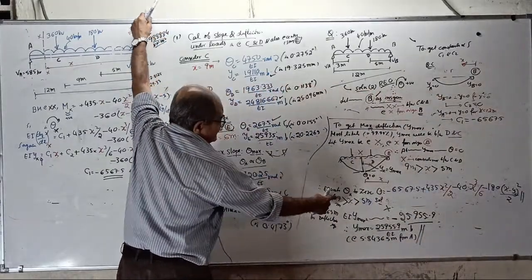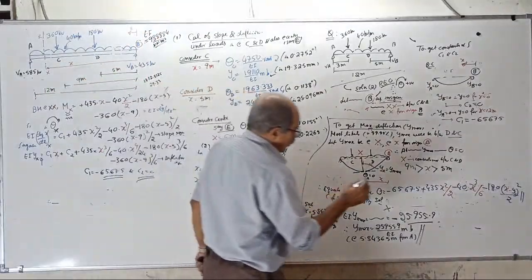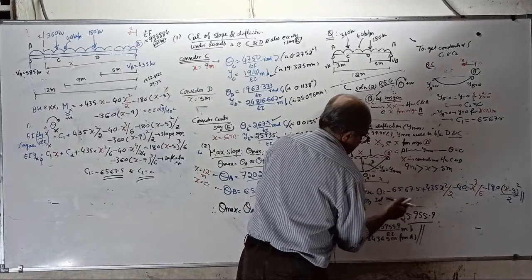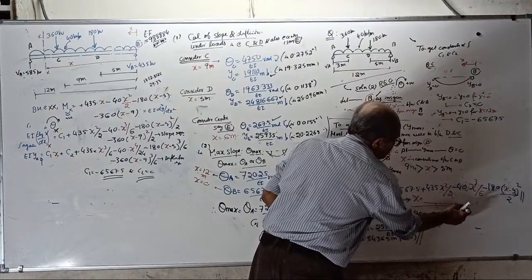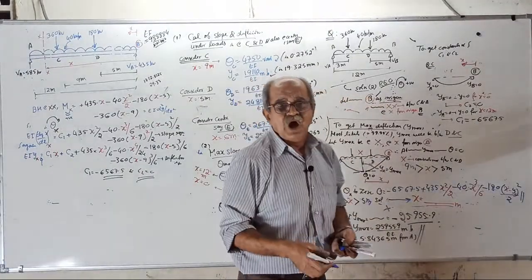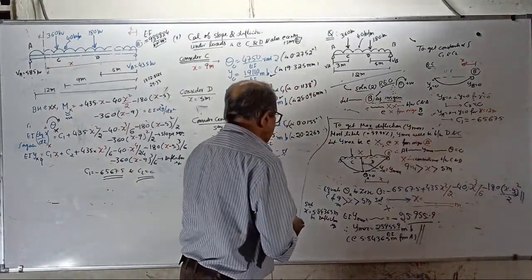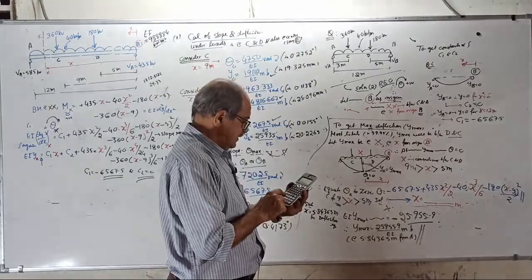Since x is less than 9 meter, this term will not come. Solve. Your x will come; how much x will come? Tell me how much it should come. From left side I got 5.84365.